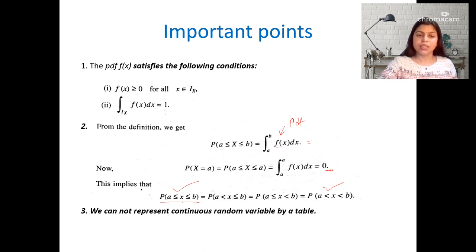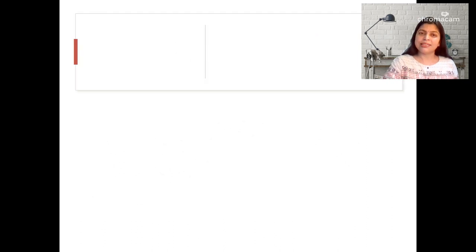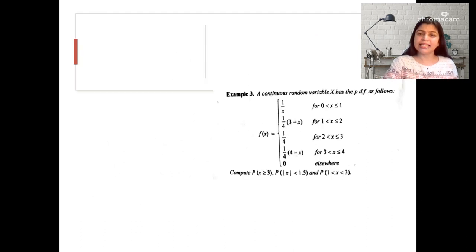Now the third point is that we cannot represent a continuous random variable by a table, because there we were just getting points, but here we are getting the complete range, a complete continuous function. So we cannot put all the values in a table. These are the three main points you need to remember. Now let's have an example.